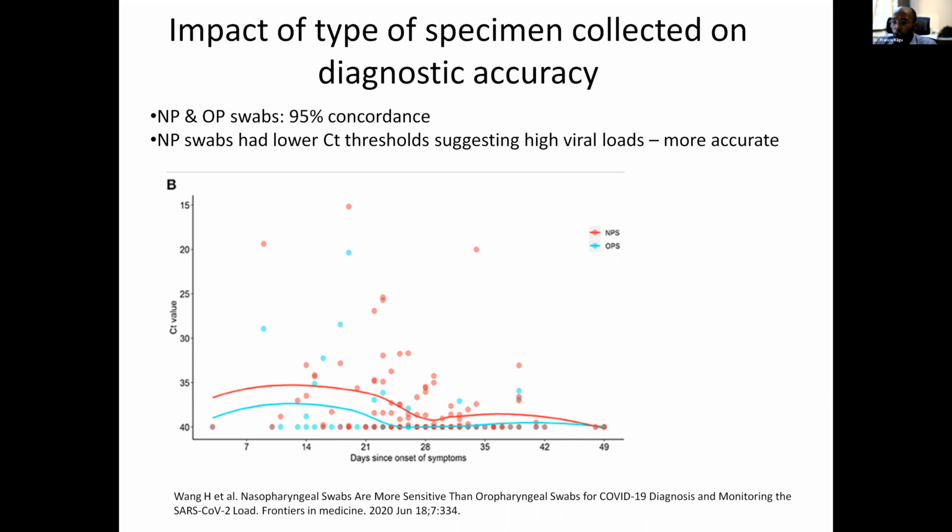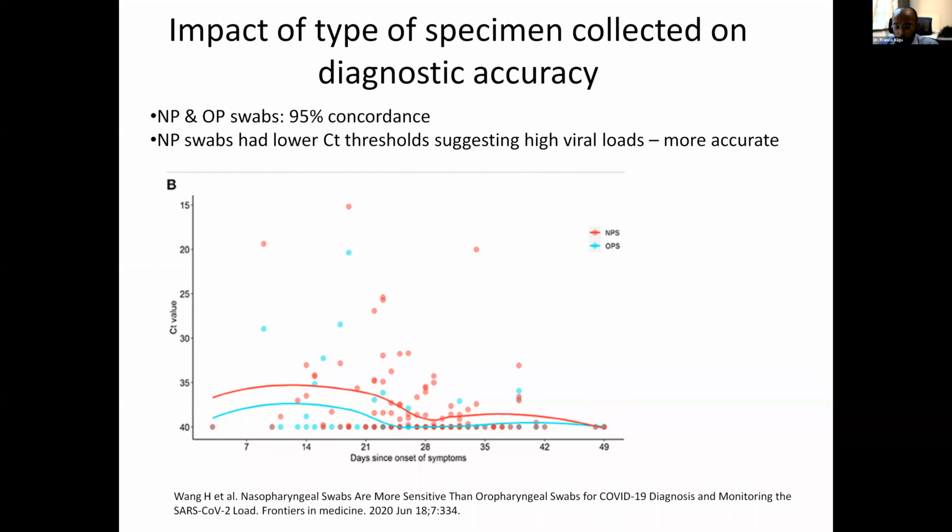So then the question is, how much of an impact does the type of specimen collected have on the overall diagnostic accuracy? Because we have said that the preference is nasopharyngeal and oropharyngeal swabs. So in this study, for example, what was observed is that comparing concordance between results from nasopharyngeal swabs and oropharyngeal swabs when looked at separately, you have like a 95% concordance, which is a good agreement.